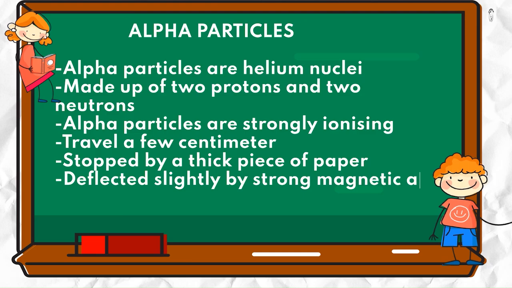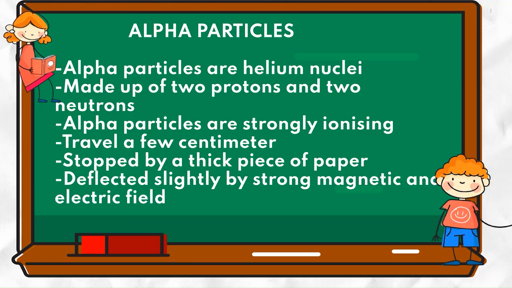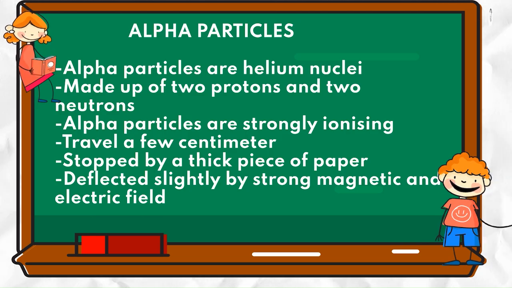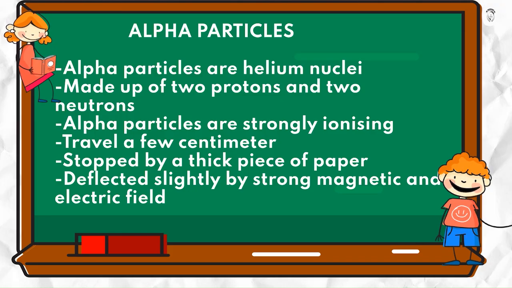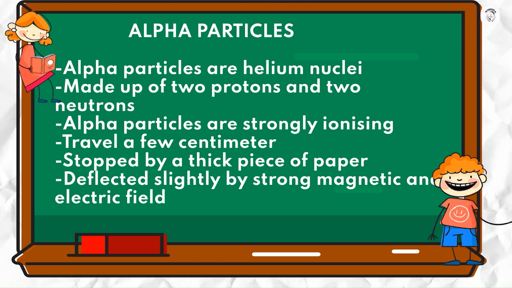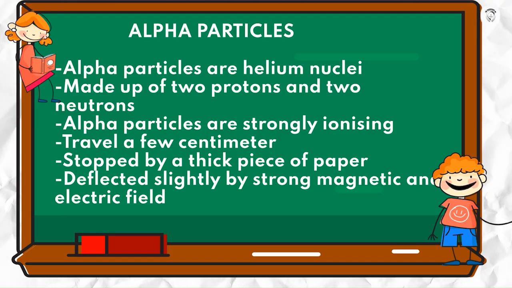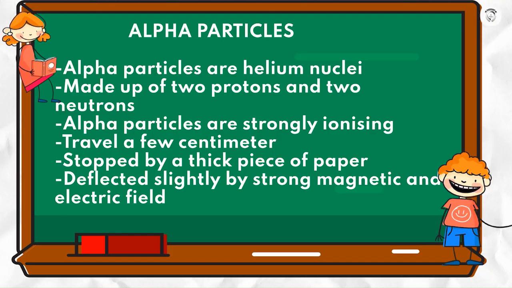First one is alpha particles. Alpha particles are actually helium nuclei, and these are made up of two protons and two neutrons. And this is the structure of helium. Helium is an element which is made up of two protons and two neutrons. They are very strongly ionizing, and therefore they can travel a few centimeters, and they are stopped by a thick piece of paper. And they are slightly deflected by strong magnetic and electric fields.